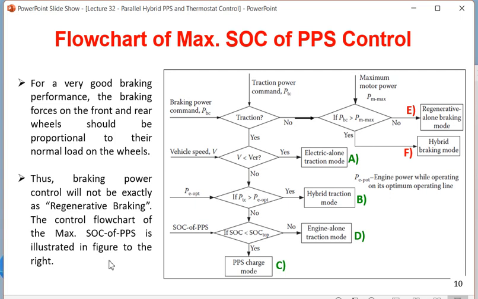So in that case, first we are starting with the traction part. So traction part, there are four cases. First we have to check whether it is traction or braking. When we convince that yes it is traction, first case: whether vehicle speed is less than or greater than VEB.